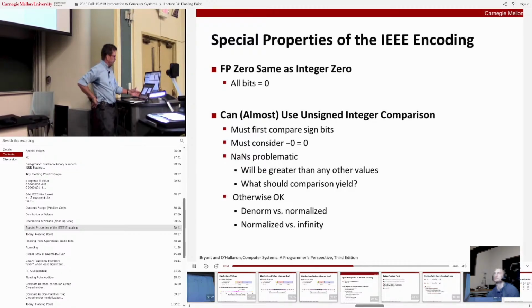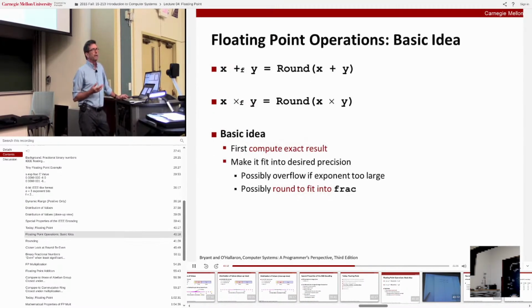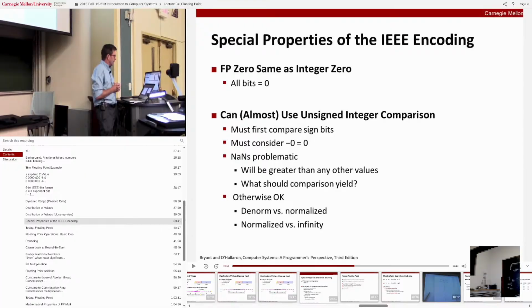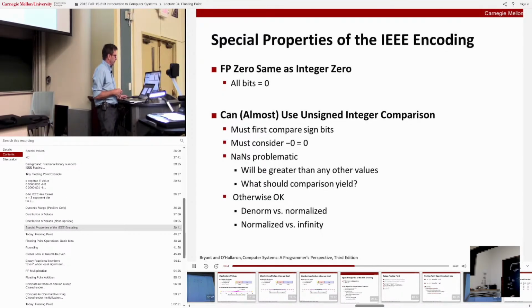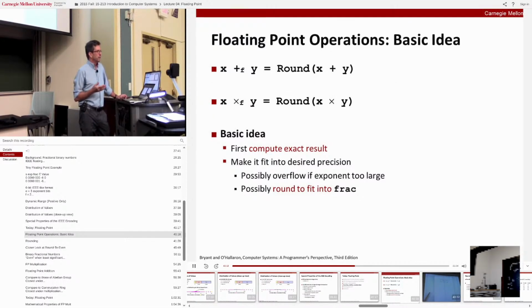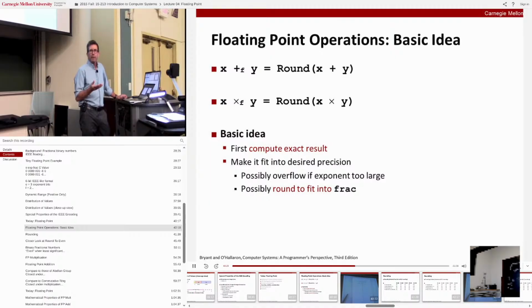Okay, so like I mentioned, this encoding has some pretty nice properties. The floating point 0 is encoded as integer 0, which is nice. And with the exception of not a number, you can compare any floating point numbers, including infinity, by just treating it as doing an unsigned comparison. So that's really nice too.